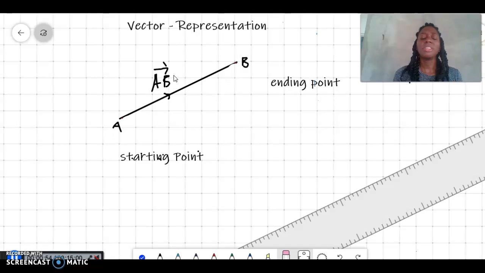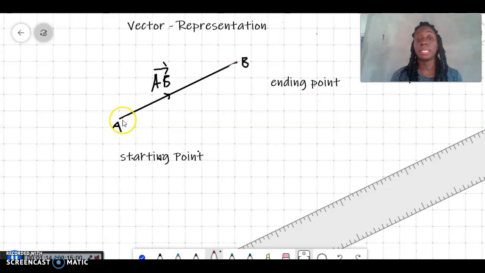B. Another thing about our vector is that it has a tail and a head. Now A, or the starting point, is known as the tail and B is known as the head, which is also known as the ending point, as I have just mentioned.